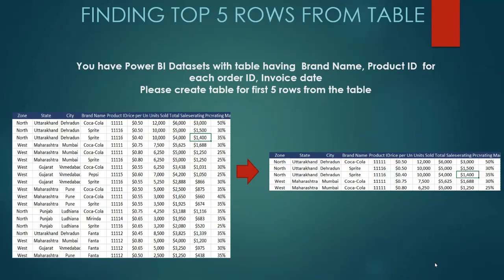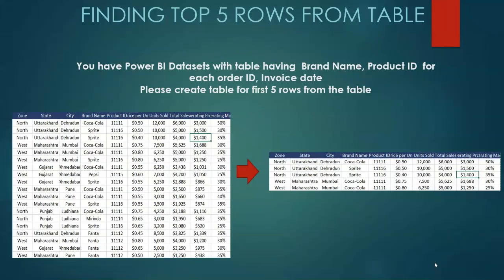So today I came up with another problem in the series of Power BI DAX. Today we are going to learn about finding the top 5 rows from a table. If you have a Power BI dataset with a table having product name or brand name, product ID, order ID, and for each order ID you have data like invoice date and many other columns, suppose you have been asked to create a table for the first 5 rows from the table. So how to do that?